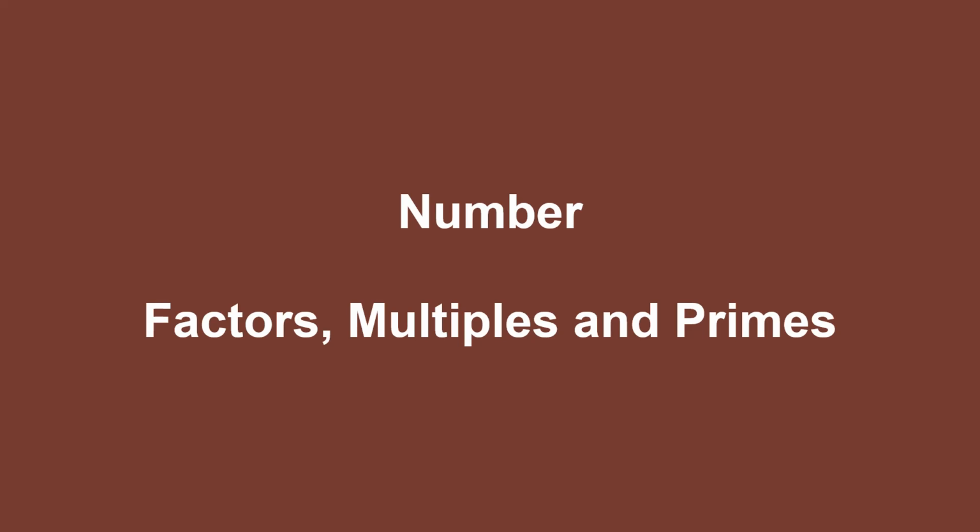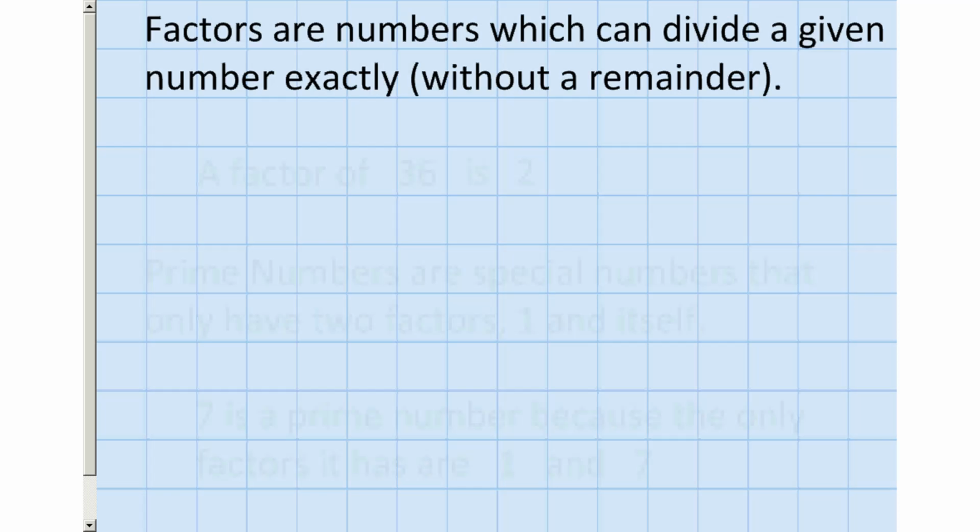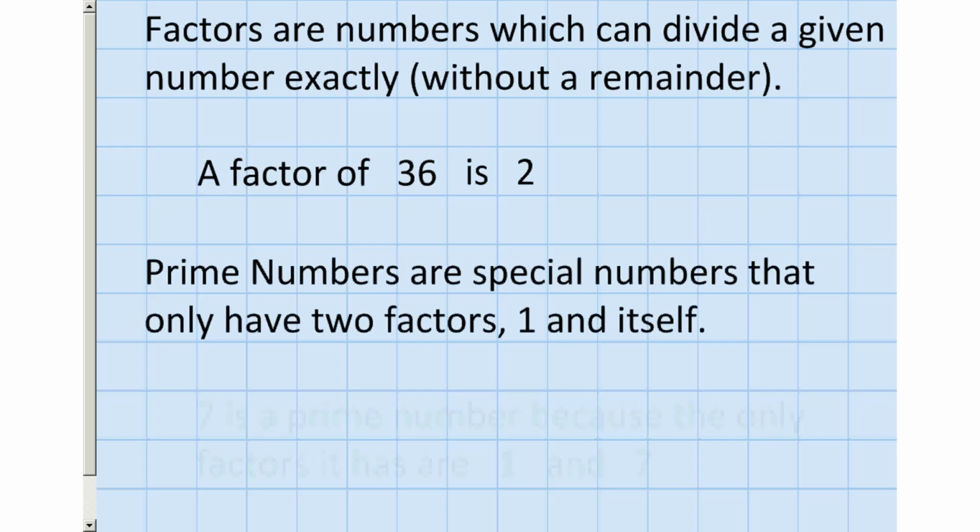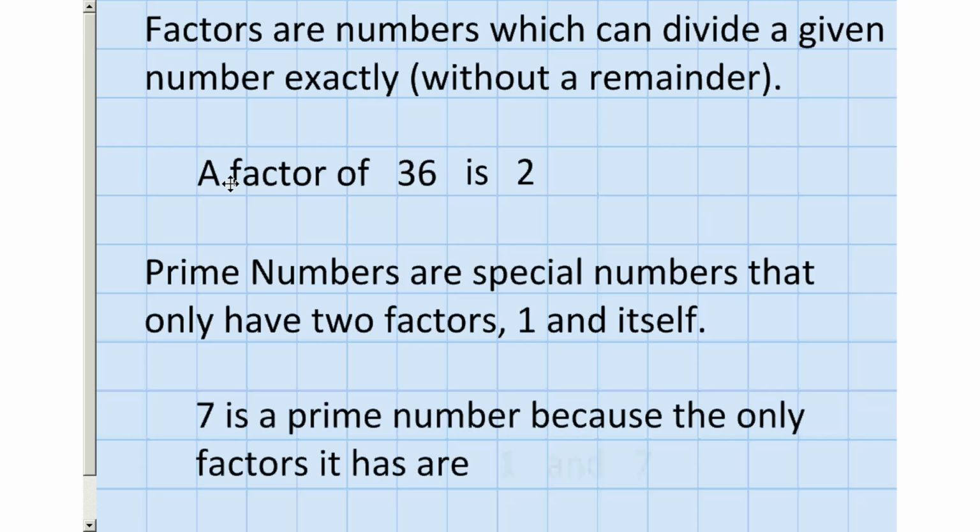Factors, multiples and primes. Factors are numbers which can divide a given number exactly without a remainder. For example, a factor of 36, a number you can divide 36 by exactly, is 2, because if you divide 36 by 2, you get 18. There are other numbers, just a simple example. Now, prime numbers are special numbers that only have two factors, 1 and themselves. So, for example, 7 is a prime number because the only factors it has are 1 and 7. The only numbers you can divide 7 by are 1 and itself.